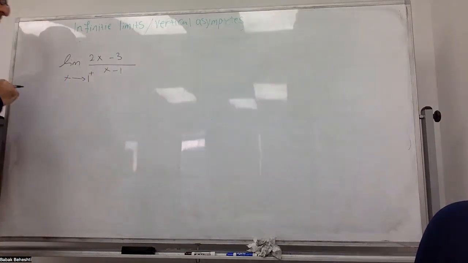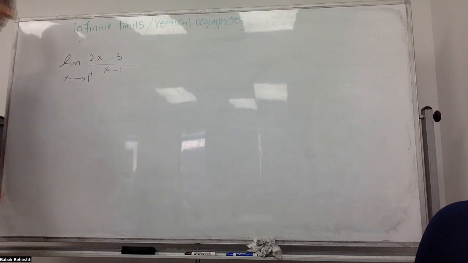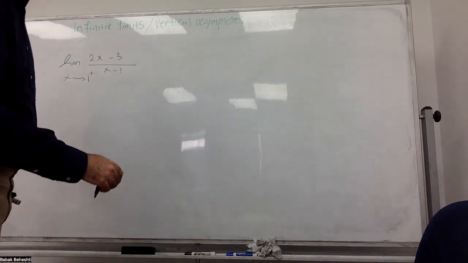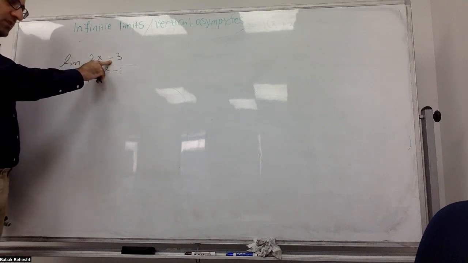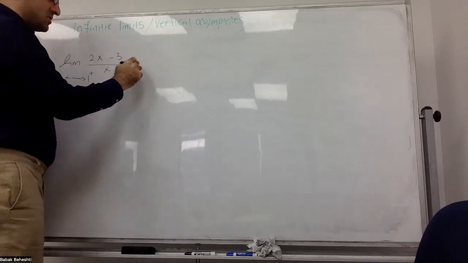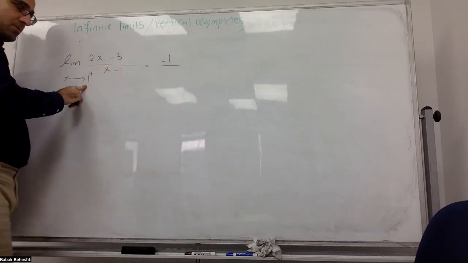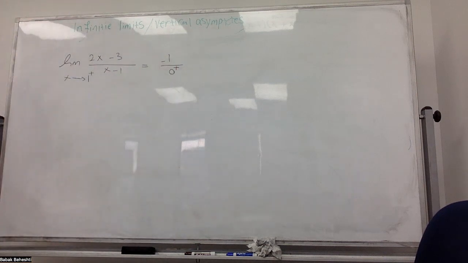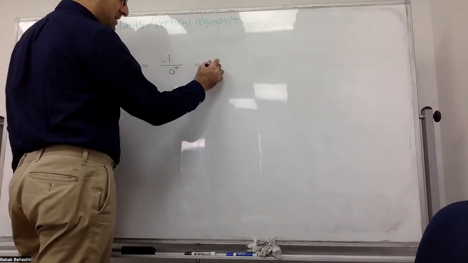So when x goes to 1, or more precisely 1 plus, the numerator would be 2 minus 3, which is -1, right? So this limit would be -1 over, when x goes to 1 plus, the denominator would be 0 plus, because 1 plus minus 1 is just 0 plus. So this limit would be -infinity.